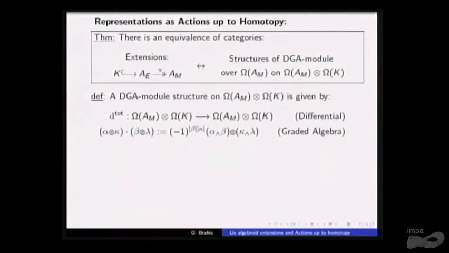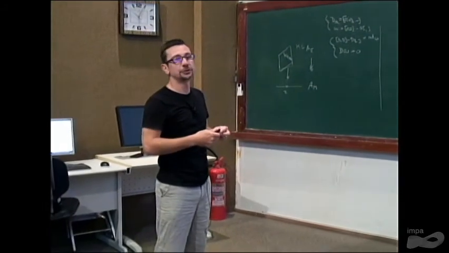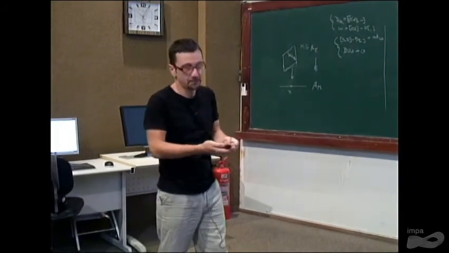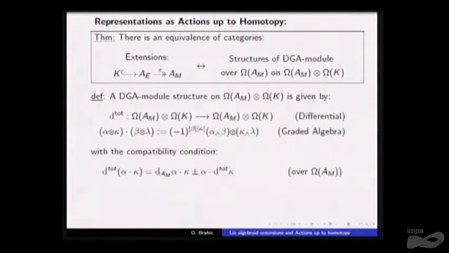But okay. So what I'm saying is that for a DGA module, you want a differential, and you also want a graded algebra. But the graded algebra already comes for free. So I'm imposing that the underlying graded algebra structure is the one that I already have. So it's compatible in that sense. So I'm left with the differential, and now there are some compatibility conditions.